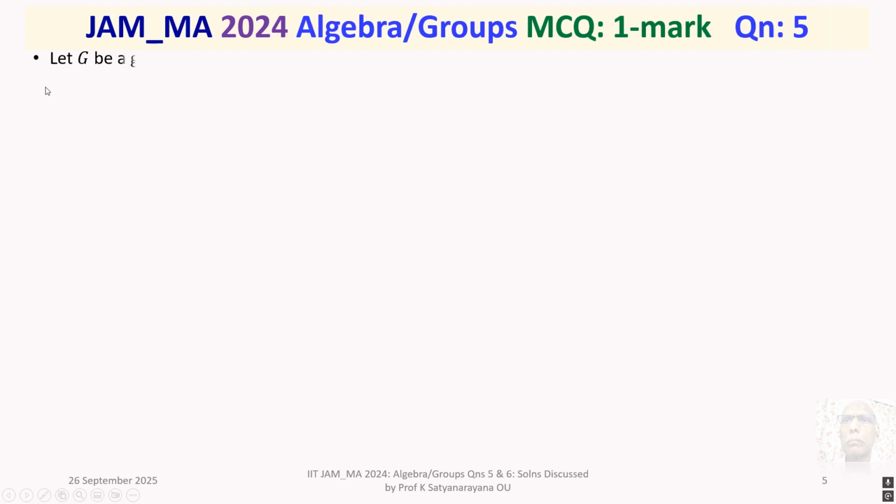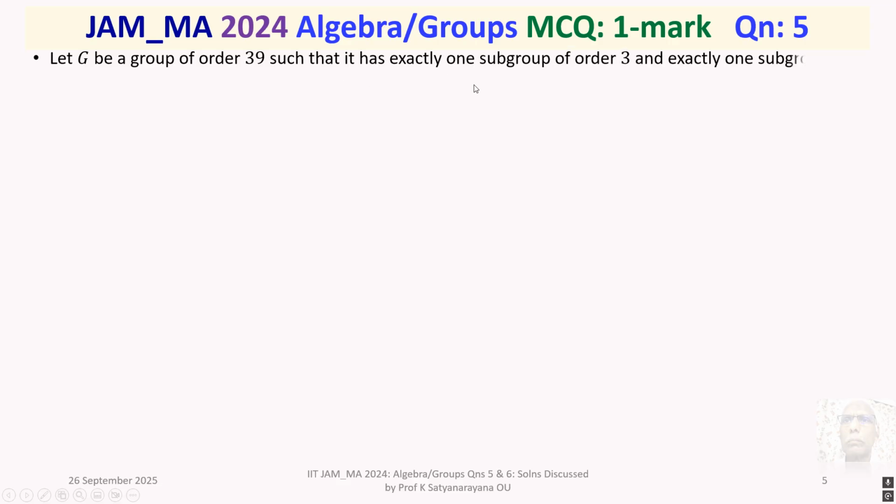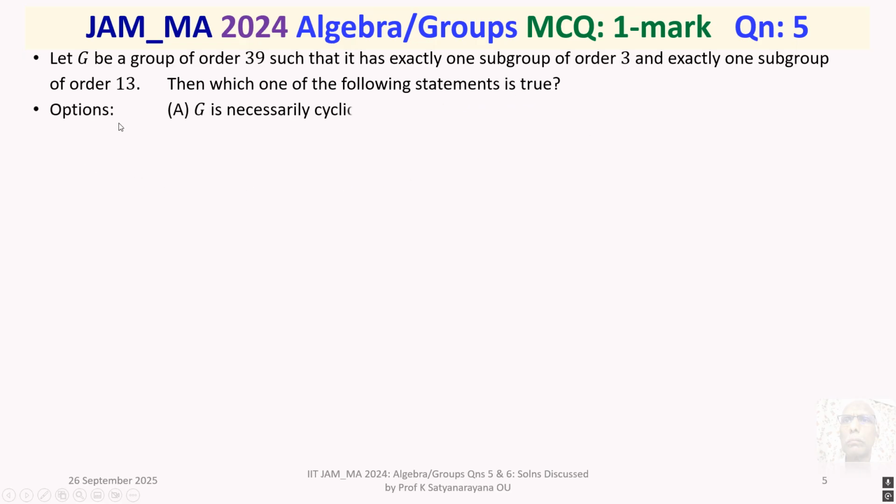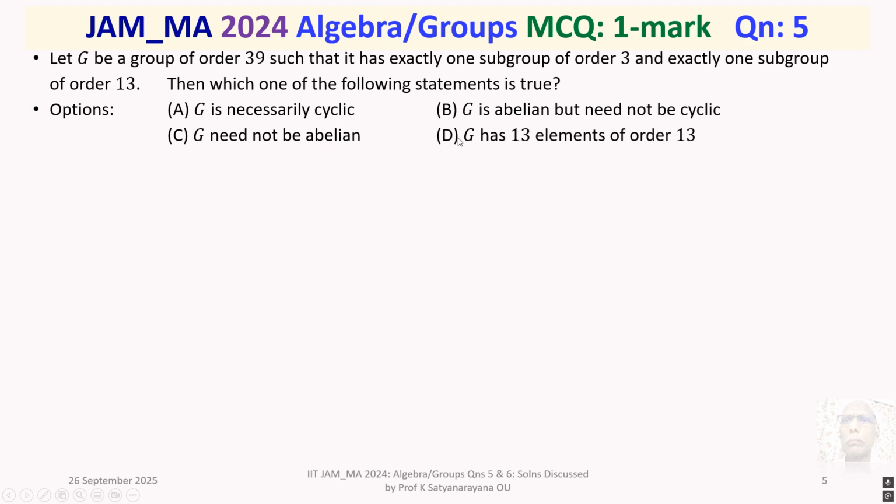This is question number 5. The question is: let G be a group of order 39 such that it has exactly one subgroup of order 3 and exactly one subgroup of order 13. Then which one of the following statements is true? We are given 4 options. Option A, G is necessarily cyclic. Option B, G is abelian but need not be cyclic. Option C, G need not be abelian. Option D, G has 13 elements of order 13.